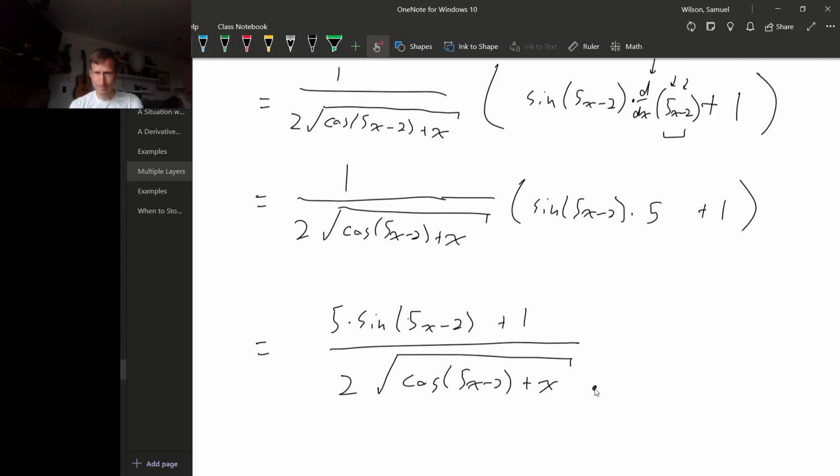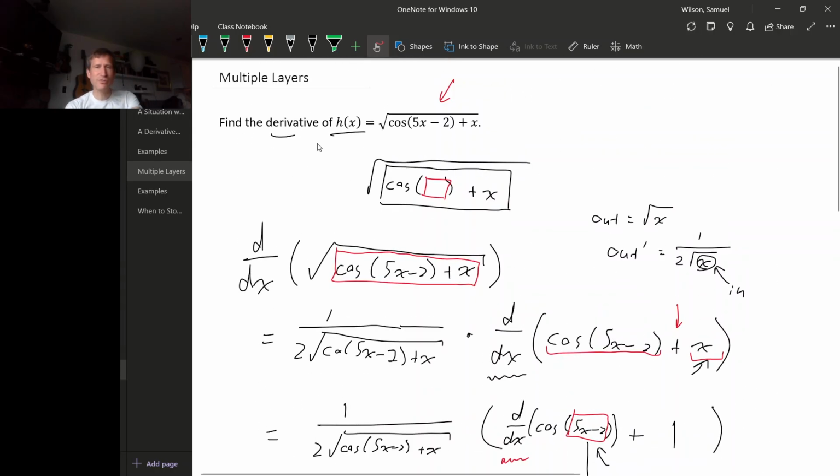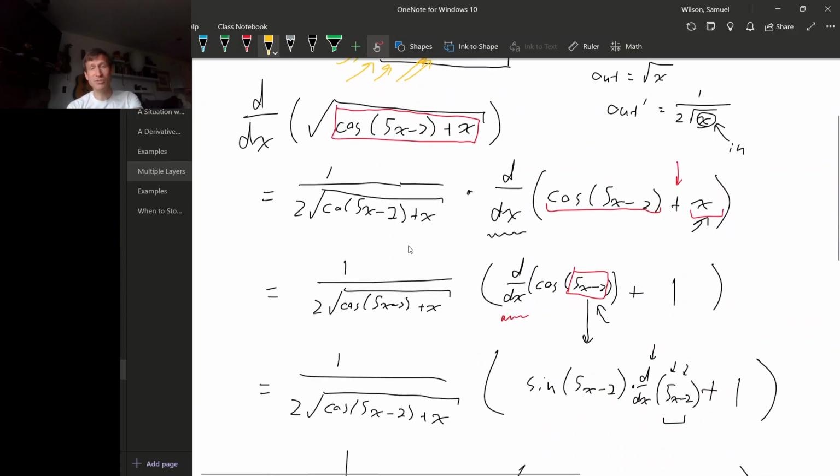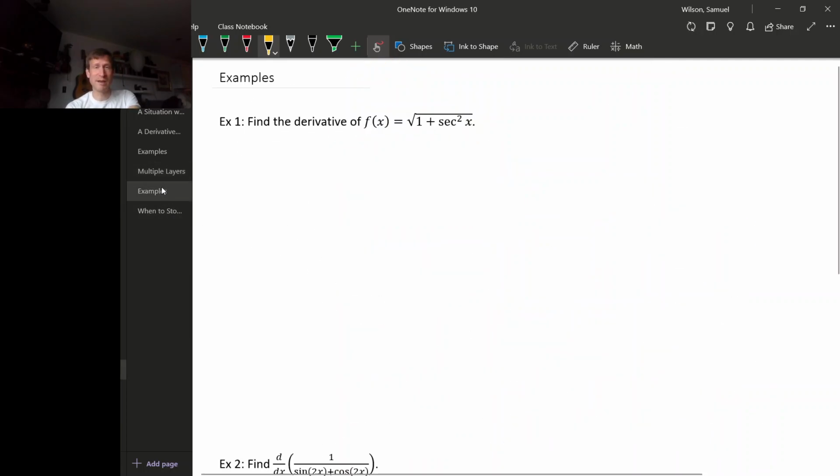All right. So when we have more than one layer of function composition, right here we had an outside, an inside, and then an inside of the inside. When that happens, you're going to end up using the chain rule more than once. So here we use it once there and once here, in addition to some other derivative rules. Let's look at a couple more examples of that.